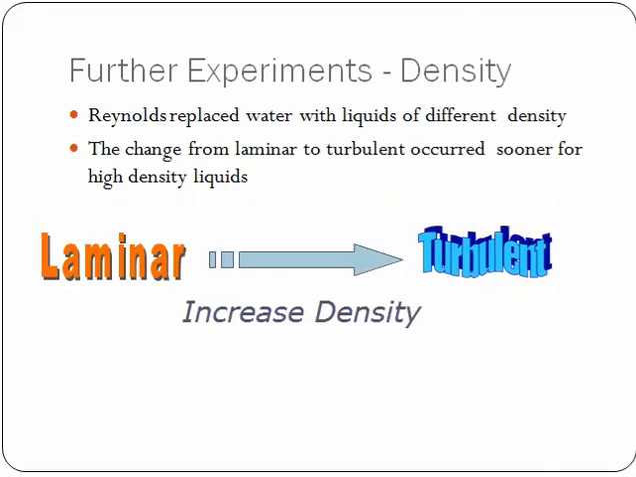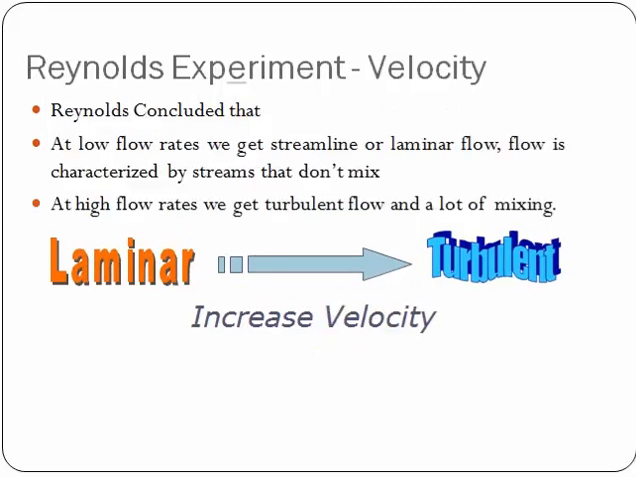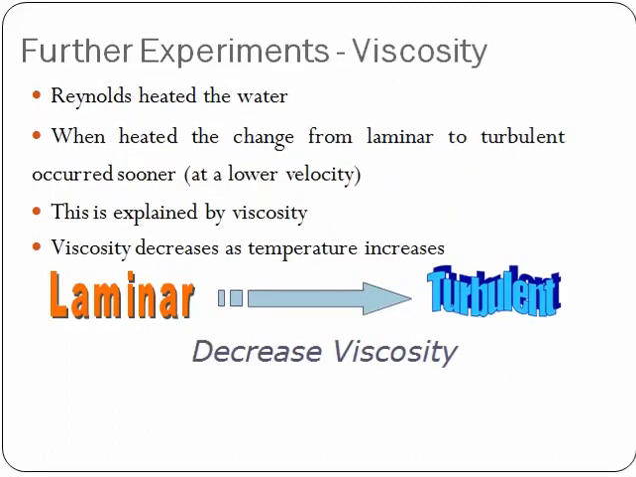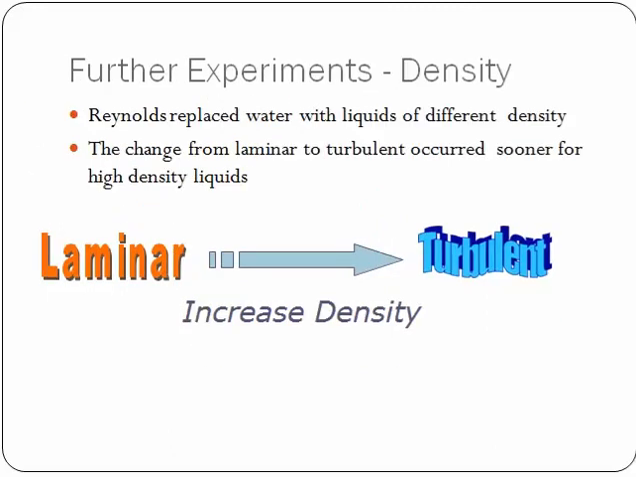Now in case of density, Reynolds replaced the water with liquids of different density. The change from laminar to turbulent occurs sooner for a high density liquid. So from laminar to turbulent, the density increases. First, in case of velocity, velocity is increased. In case of viscosity, it will decrease, and in case of density, it will also increase.